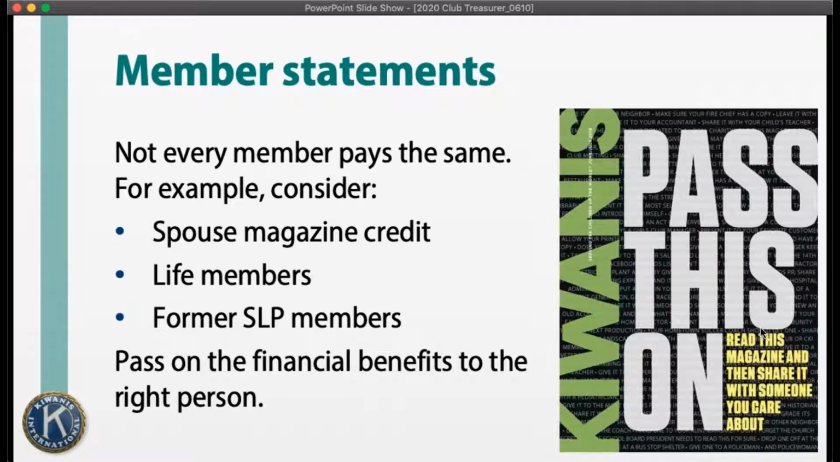You also need to keep in mind that not every member is going to pay the same amount, and your member statements do need to reflect those discounts. Remember, all exceptions and discounts are intended to be financial benefits to the eligible member and should be reflected on their personal invoices. This is not a discount for the club, rather for that individual member.